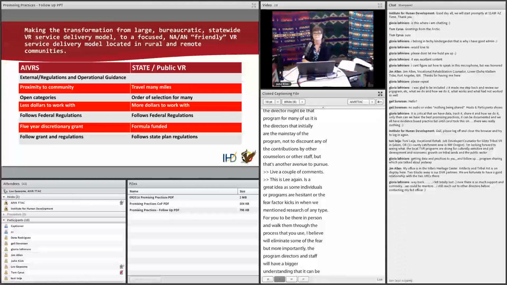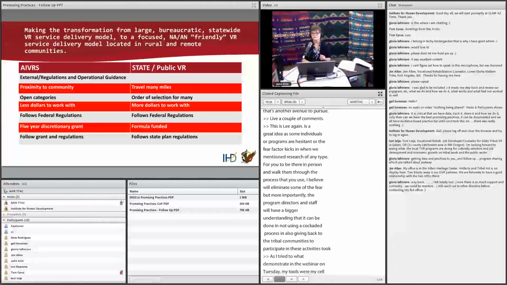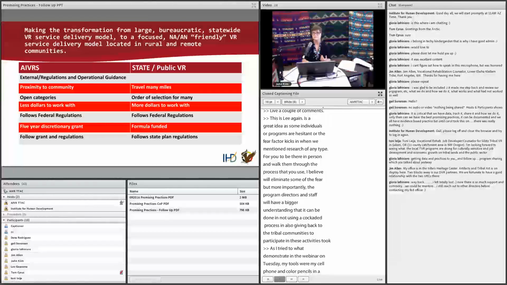As I tried to demonstrate in our webinar on Tuesday, the tools of my trade were simply my cell phone and some colored pencils and a survey form. Nothing very complicated. And it's qualitative research, so there's not statistics that I'm adding up, so there were no statistical tasks that went along with it.